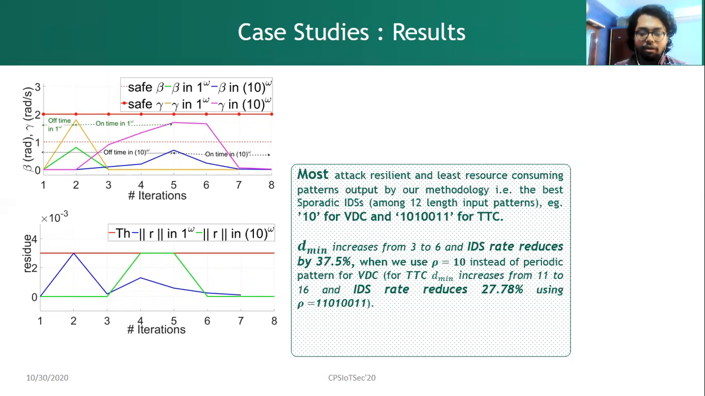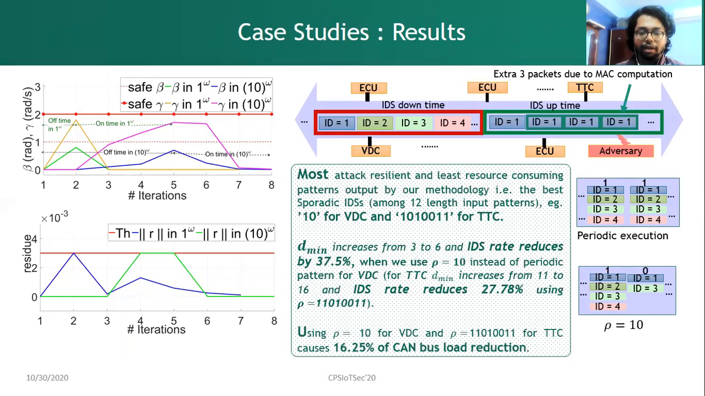Now, because during CAN transmission we need an extra 3 packets while we are encrypting the messages, because of the increment in sporadicity, the bus load also decreases. That is, it decreases by 16.25%. For more control loops with more such sporadic IDS, the reduction will be even further.